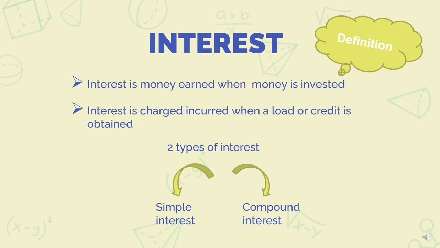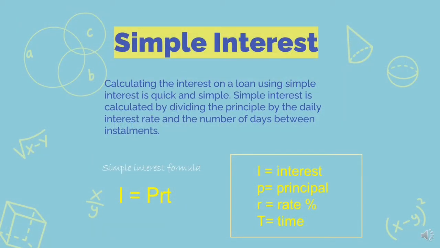Interest is divided into two. The first one is simple interest and the second one is compound interest. For the first one, simple interest. What is meant by simple interest?